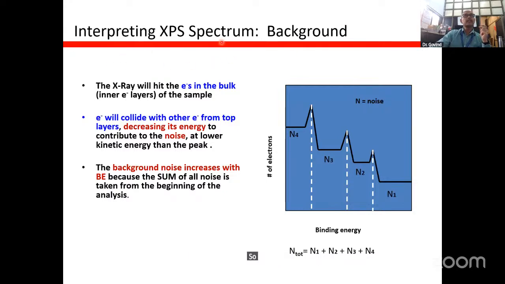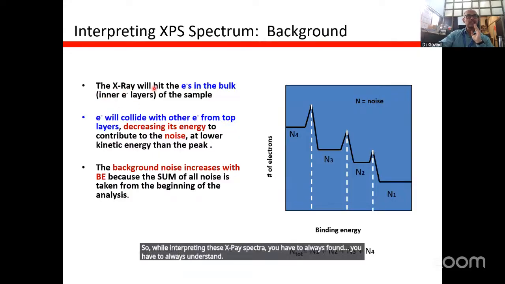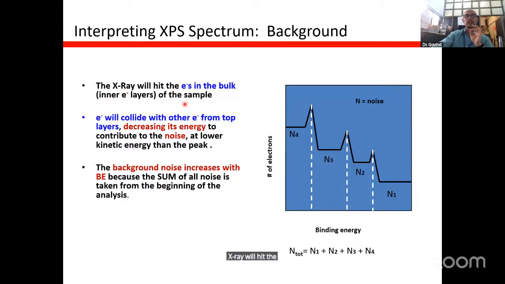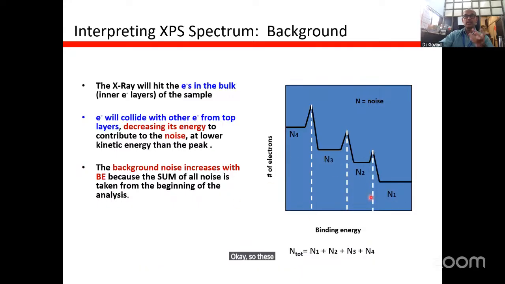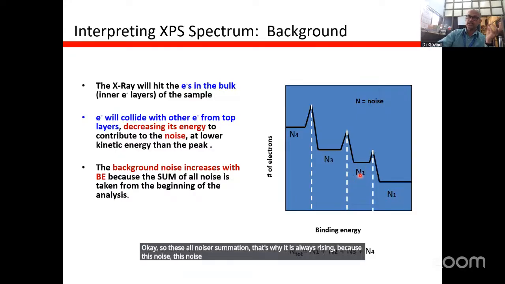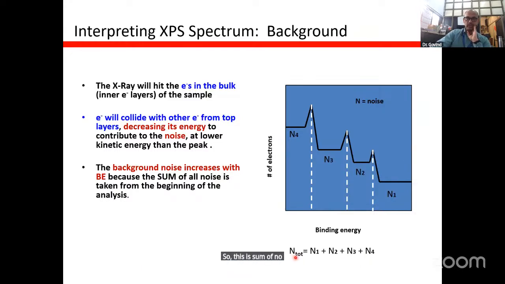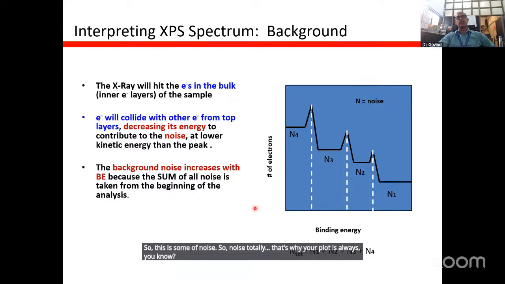While interpreting these X-ray spectra, you have to understand that X-rays will hit the electrons in the inner bulk of the sample, and the electrons will collide with each other, which reduces the energy and creates noise. These noises are a summation. That is why it is always rising, because this noise is added to the next. So it is a sum of noise, and that's why your plot is always on a rising side from right to left.